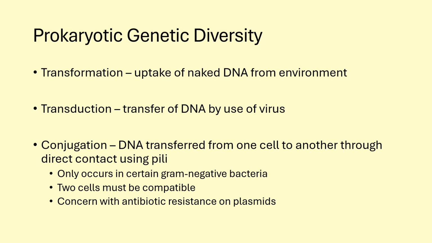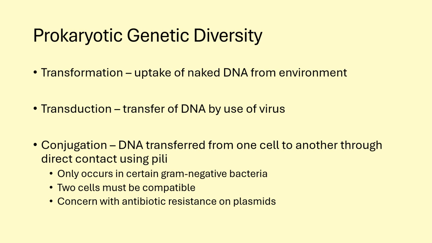Now, with prokaryotes, genetic diversity, how do you pick up additional DNA? There are 3 main ways. Transformation, you may take up naked DNA that's in the environment. There is DNA out in the environment, so you may pick it up that way. Transduction, this is where, instead of picking up naked DNA, DNA is introduced to the bacteria by a virus. And then conjugation is when DNA is transferred from one cell to another through pili.